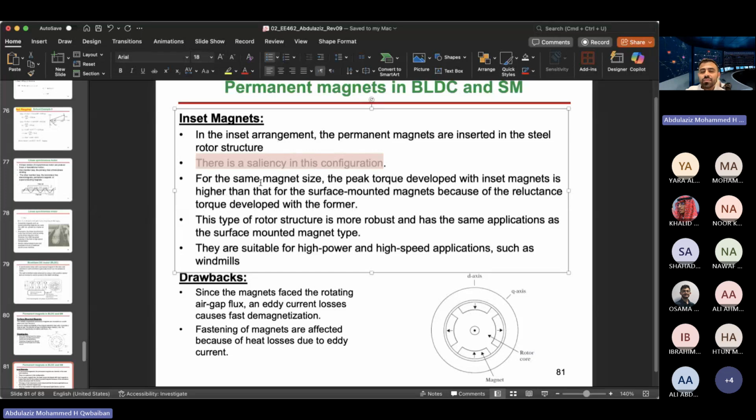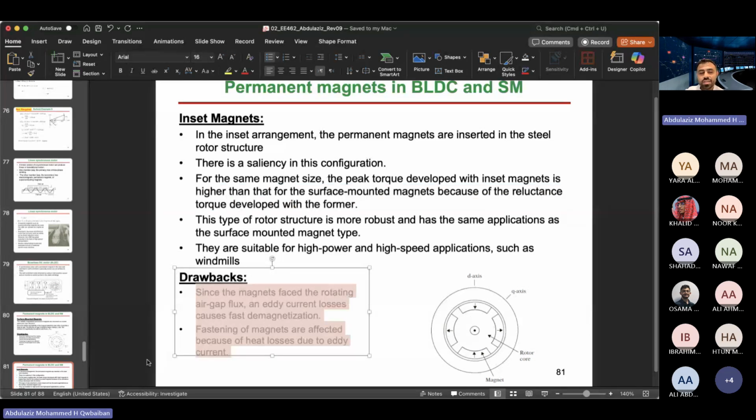For the same magnet size, they are usually higher than a surface one because there is a reluctance developed. This type of rotor structure is more robust. There is no need to have glue. We still have glue, but the magnets are inserted into the shapes. We still have the negative effects of demagnetization.